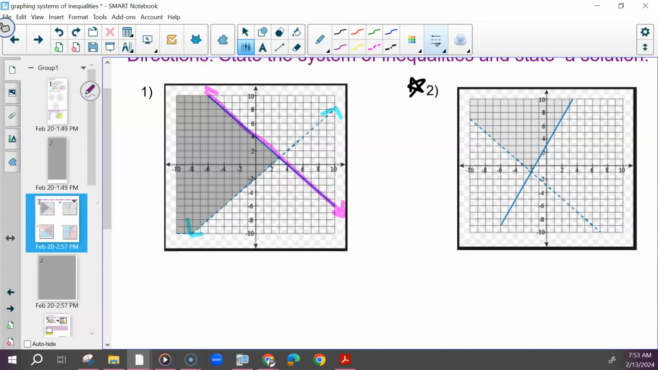For my pinkish purple line, what would the y-intercept of the line be? 4. And then if we were to find the slope, what would that be? -1. I can see that that would continue all the way through, so -x. And then it's a solid line, so it has to be equal to. Is this shaded above or below the line? Below, so that would be which symbol? Less than or equal to.